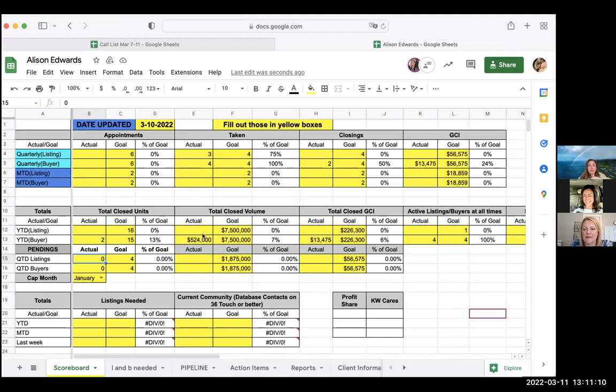Okay. So when you put something under pending, you're going to put it right here so that, for example, on our coaching call we can say, okay, we still have a gap of 2 here. You've got 3 buyers pending right now. When are they closing? And you say, well, one's closing the first week in April and the other 2 in May.